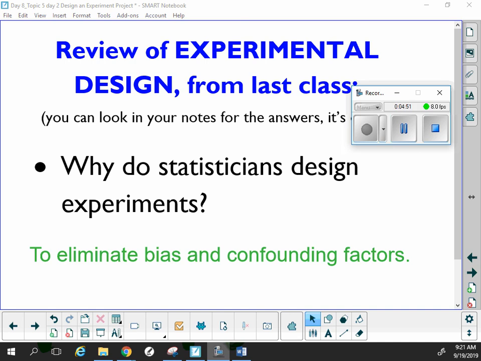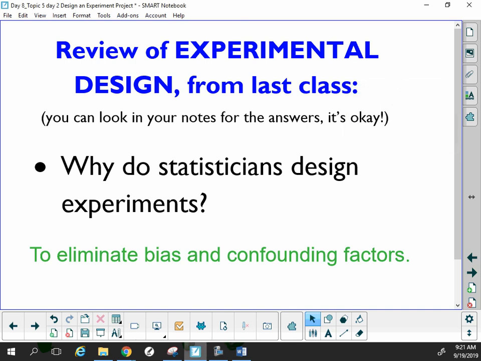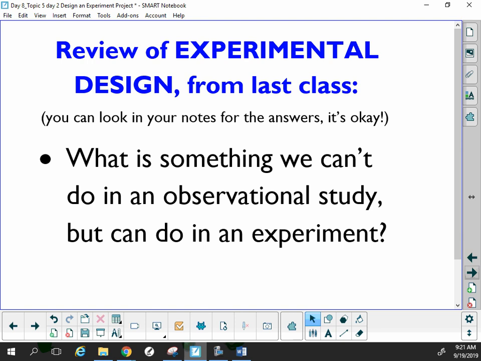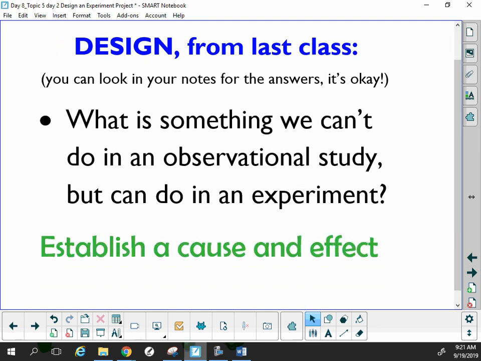All right. So why do statisticians design experiments? To eliminate bias and confounding factors. What is something we can't do in an observational study, but we can do in an experiment? I basically just told you, right? We can establish cause and effect in a good experiment, where we can't do that in an observational study.